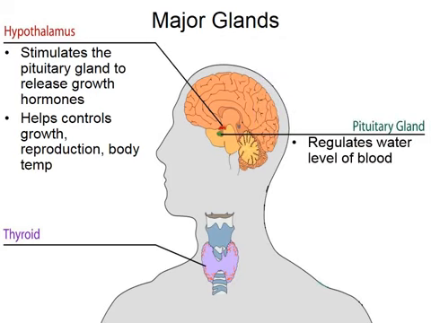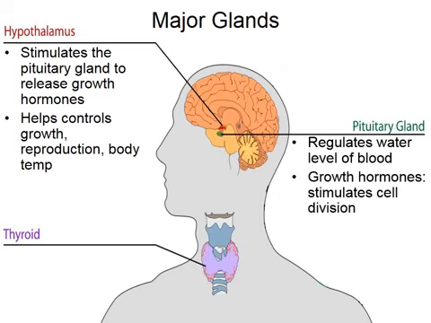The next gland I want to mention is a great example of glands having more than one job. The pituitary gland, for instance, regulates water levels in the blood. If our blood becomes too thick, it's really hard to pump. So the pituitary gland will release hormones to help control the water content in our blood.